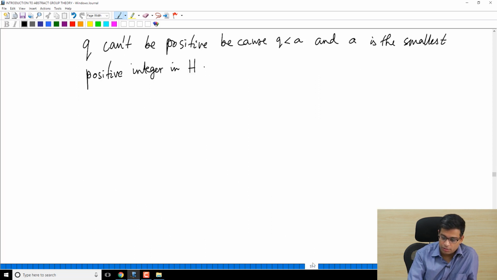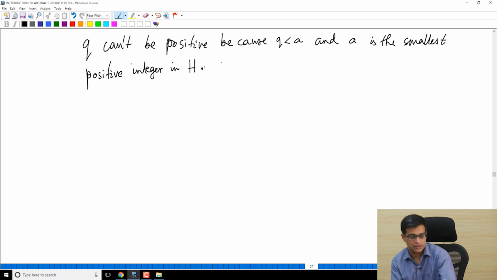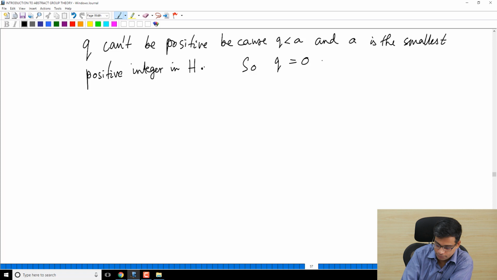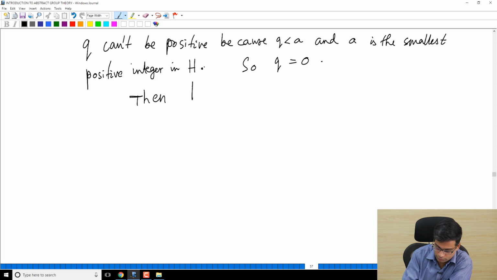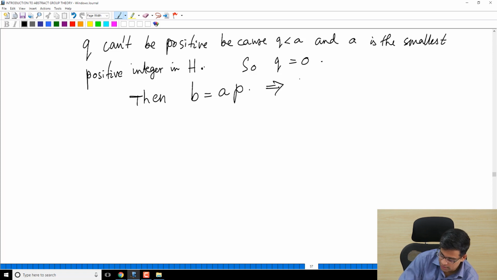So, Q can't be positive. If Q is in H and it is positive and it is less than A, that violates the choice of A. A was chosen to be the smallest positive integer. So, Q must be 0. Then if Q is 0, the remainder is 0. So, B is equal to AP. So, if B is AP, this means that B is inside AZ.